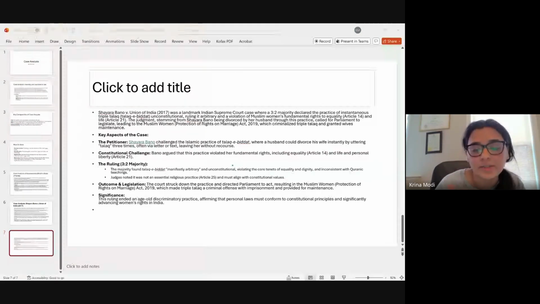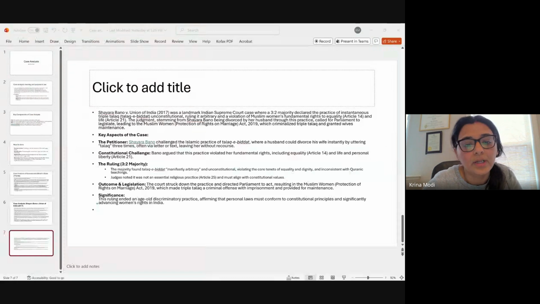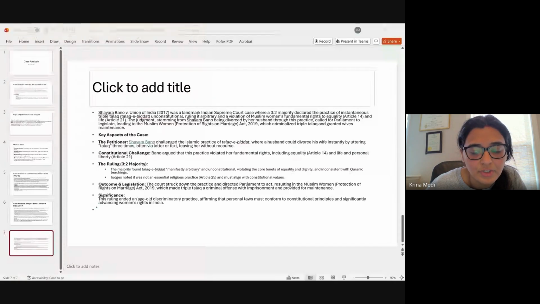Bano argued that this practice violated her fundamental rights, including equality, life, and personal liberty. The ruling, we all know what was the ruling. The outcome: the court struck down the practice and directed Parliament to act, resulting in the Muslim Women Protection of Rights on Marriage Act 2019, which made triple talaq a criminal offense with imprisonment and provided for maintenance. And we also saw the significance of this case.